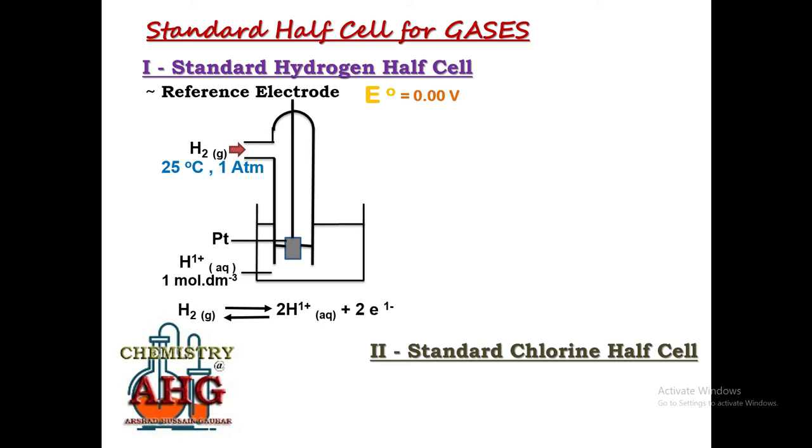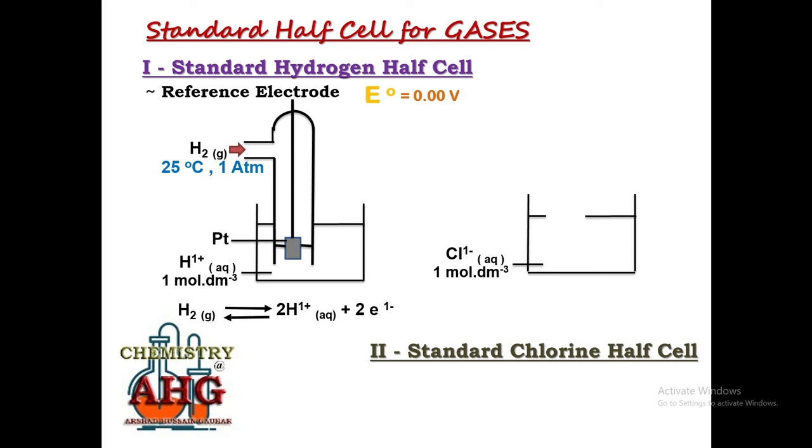It is very simple. Okay students, if you have done it, what is the difference between the standard hydrogen half cell and the standard chlorine half cell? Simply, in this case you will have to use 1 mole per dm cube of a solution containing chloride ions. You can use NaCl, you can use HCl, no problem, but it must have a concentration of 1 mole per dm cube.